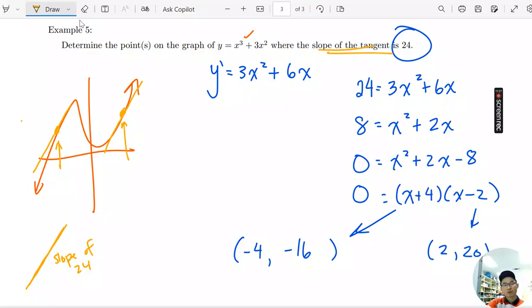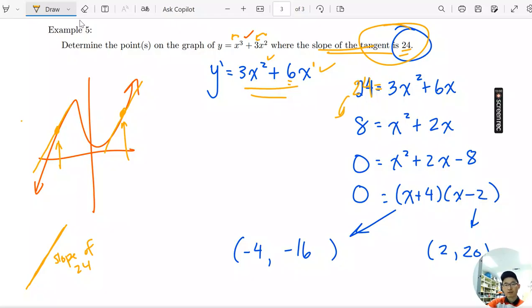Well, I see slope of the tangent, so I should immediately find the derivative, which I will. Move the 3 down, 3 subtract 1 is 2. Move the 2 down, 2 times 3 is 6. 2 subtract 1 is 1. That is my derivative. Okay, so now slope of the tangent is 24, which is another way of saying the derivative is 24. So I set 24 equal to the derivative, 3x squared plus 6x. And then from here, I just simplify.